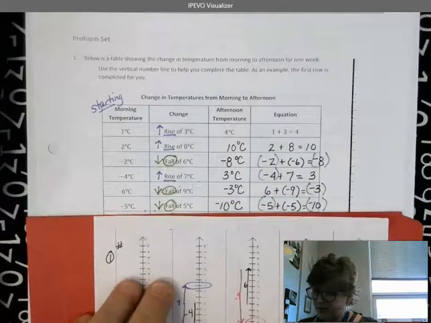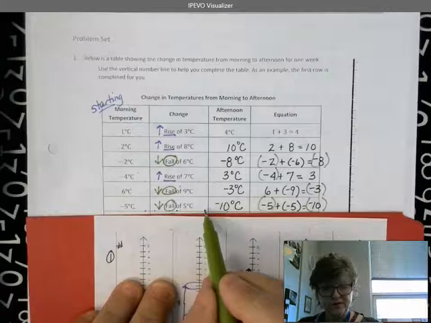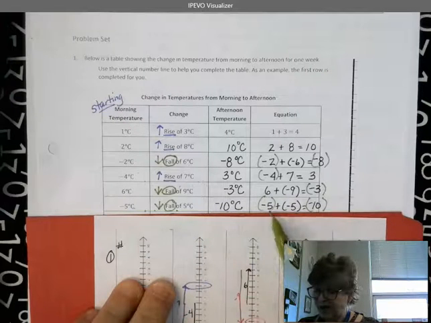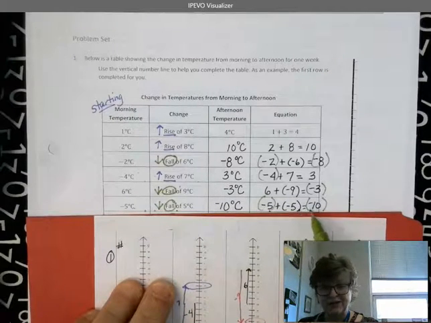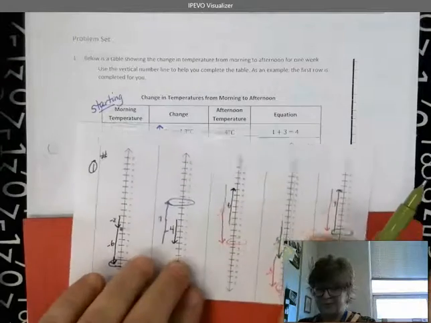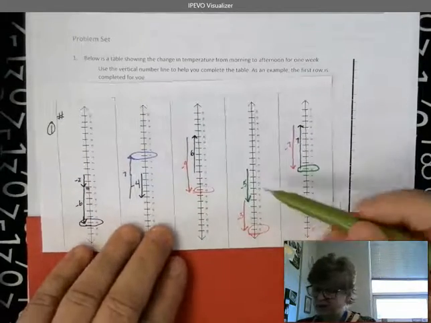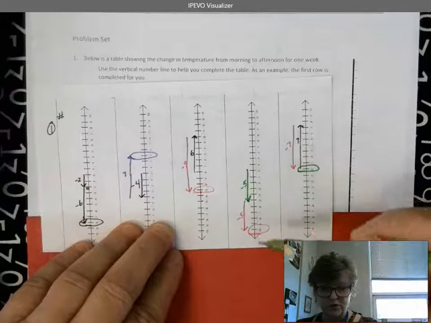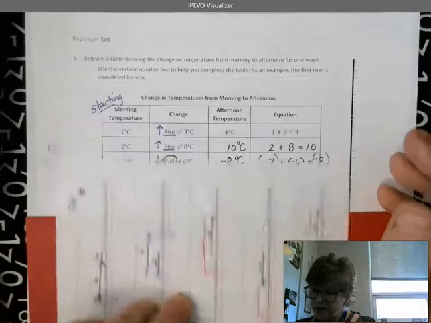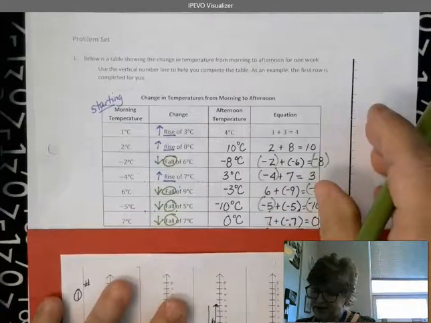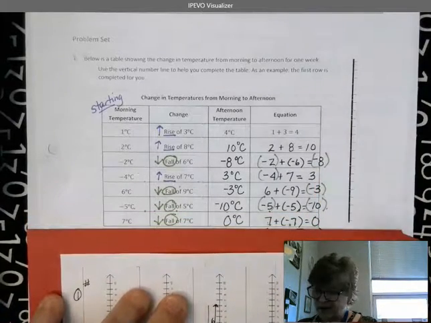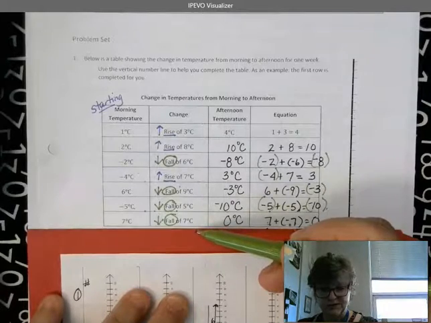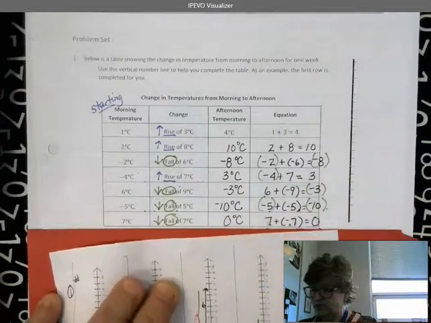-5, and it falls 5. So -5 plus -5 equals -10. And here would be a visual using those arrow diagrams or showing your vectors. And the last one, I'm starting at 7 degrees, and I fall 7 degrees. So my final result is at 0.